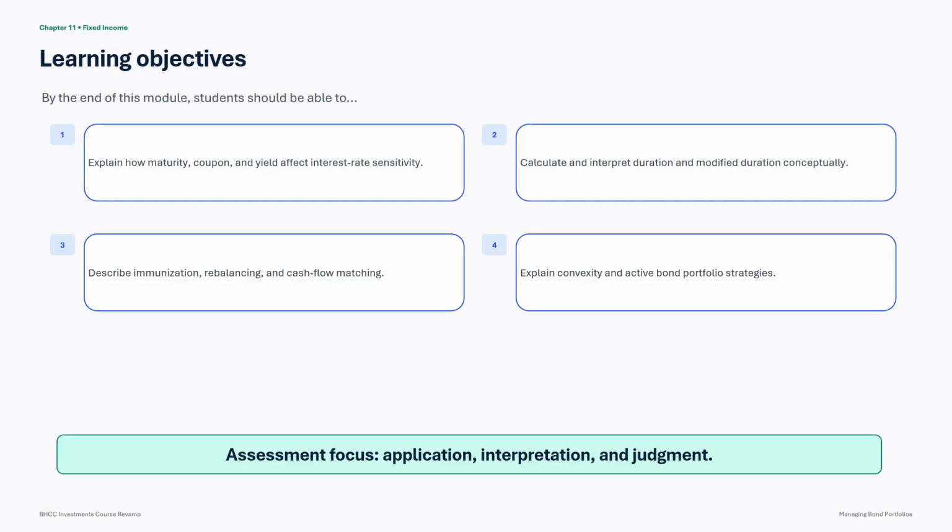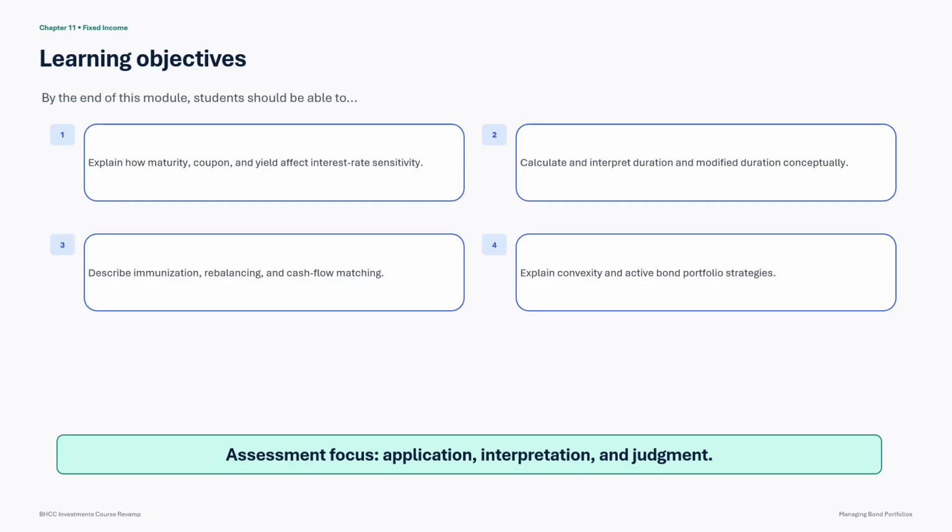A strong answer does not merely state that longer maturity means more risk. It explains the cash flow mechanism, identifies the relevant duration measure, checks the units, and states what else could alter the result. The goal is to understand the decision system.